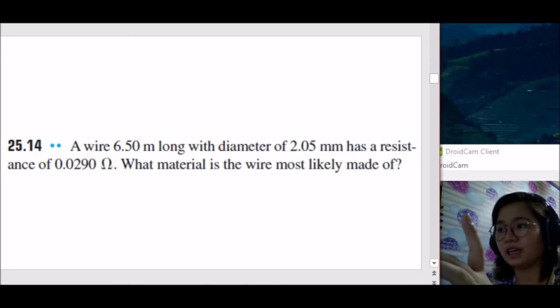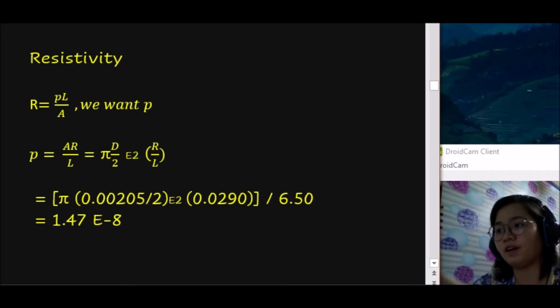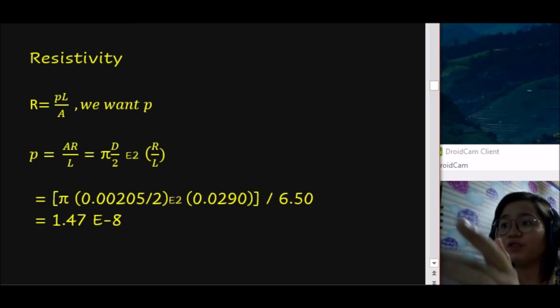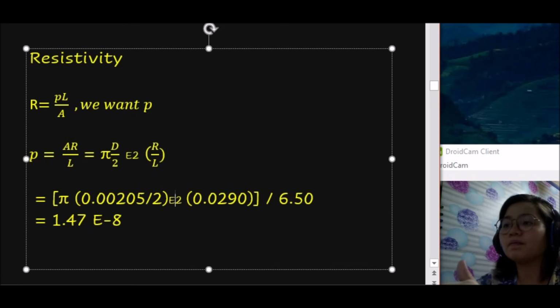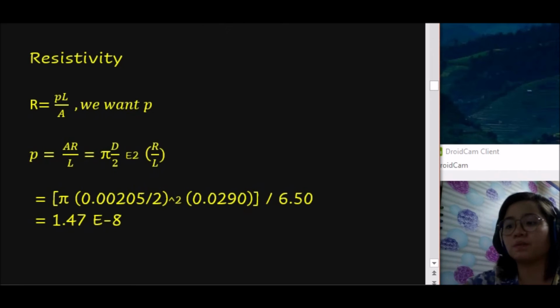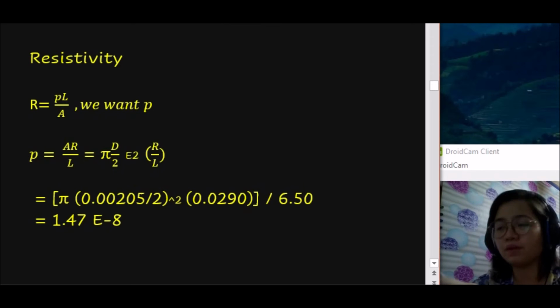The diameter is 2.05 millimeters, to make it meters, we'll have 0.00205 meters, that is the diameter, over 2, because we're talking about the radius. So pi times D over 2, and it's supposed to be squared because we're talking about the area. Times R, because we're talking about this now, divided by L, 6.15 meters.